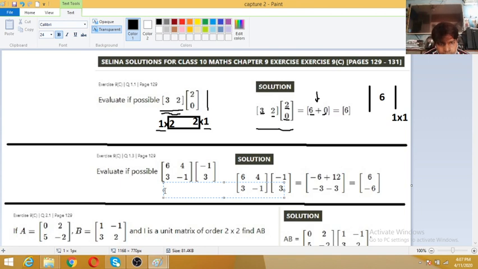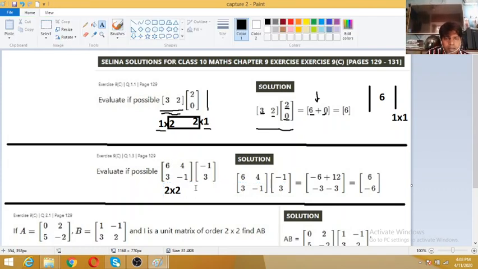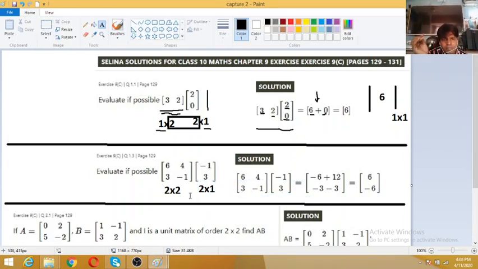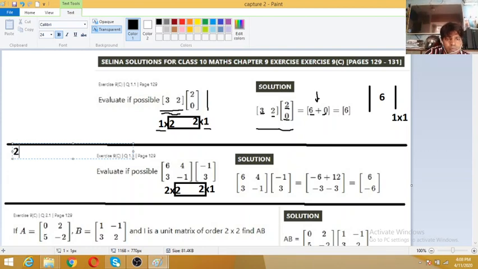Here we see that this matrix has the order 2 cross 2, and this has 2 cross 1. Yes or no? So what you understand from this is that the two matrices can be multiplied. That is what is important. Now the resultant matrix will be of what order? The resultant matrix will be of the order 2 cross 1. That means there will be 2 rows and 1 column. Get this understanding very clear.